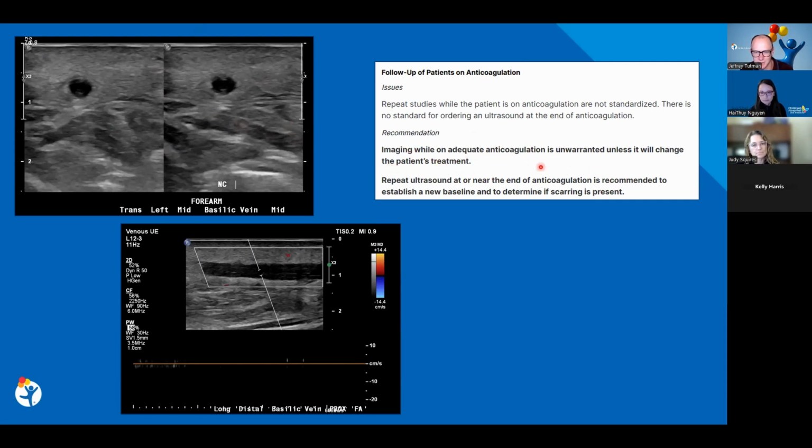Do you guys make specific recommendations in your report? The other thing they say is they do recommend a repeat at the end of anticoagulation, to see if there's scarring or to get a new baseline, which anecdotally we probably don't see many come in. They just treat it, and if they're clinically improving, they might not re-image them. So if you see something like this, are you making any specific recommendations in your report about follow-up, or do you just let them decide clinically?